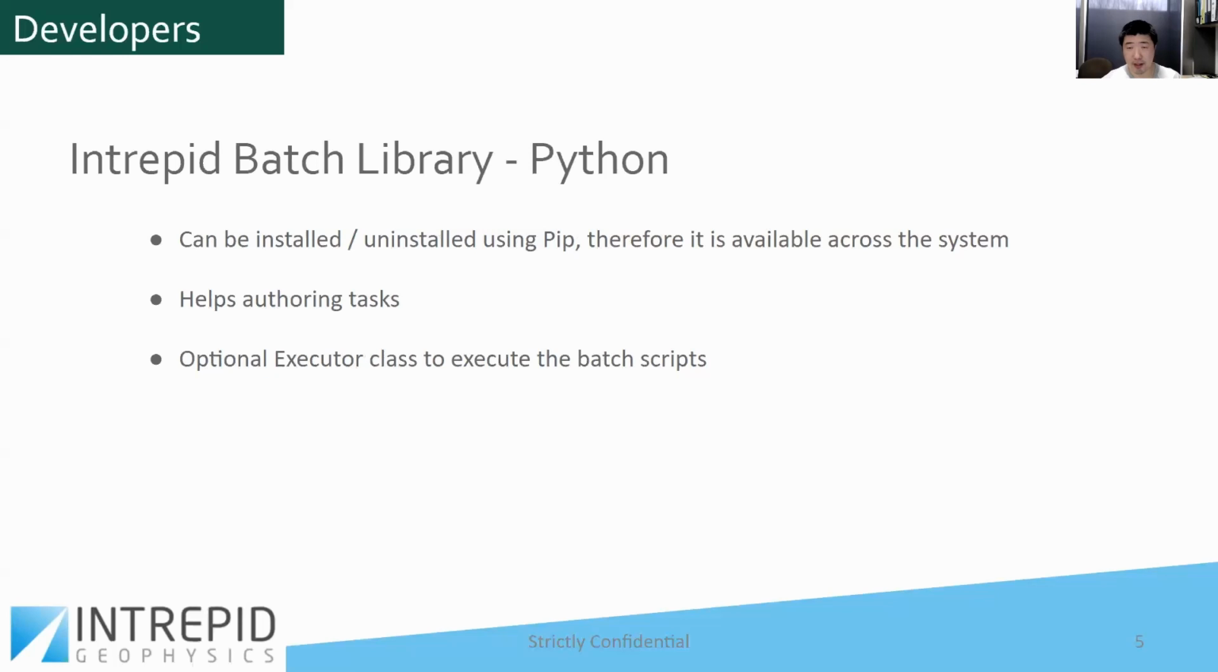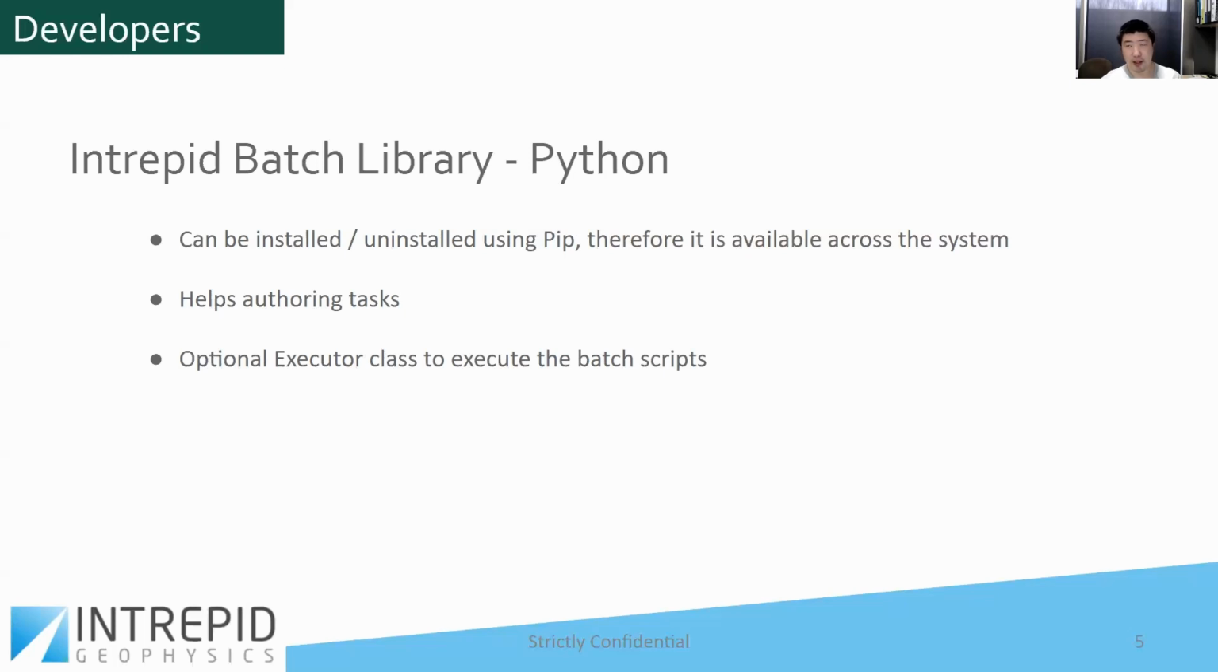Currently the Python library is implemented and uploaded to the pip repository, so it can be installed and uninstalled using pip. I'll show it later. If you install the Intrepid batch library using pip, it'll be available across the system, so anyone who is using the computer can have access to the Python bindings.